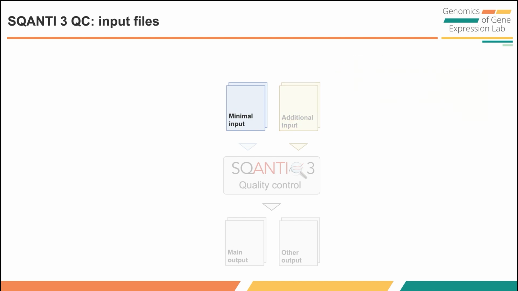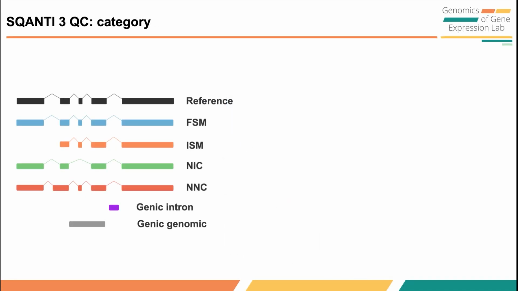After getting the SQANTI minimal inputs and some additional inputs, you can start to run SQANTI3 quality control. Now, I will introduce how SQANTI uses those input files to do quality control. As explained before, the first part in SQANTI3 is SQANTI QC, including isoform classification and quality control for long-read-defined transcriptomes.